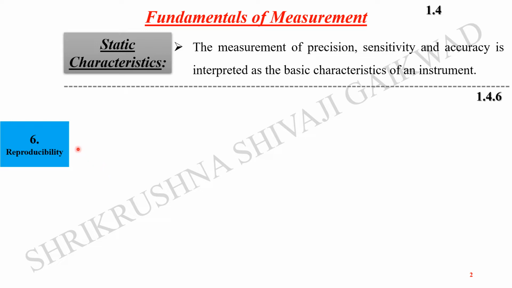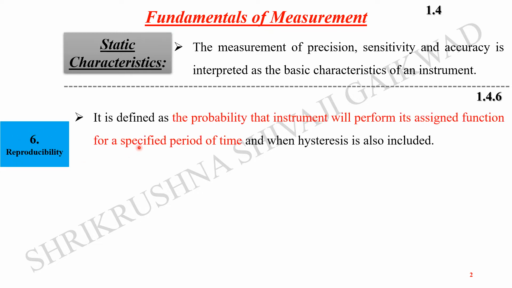Now the next property is reproducibility. It is the probability that the instrument will perform its assigned function for a specified period of time, and when the hysteresis is also included. Hysteresis we'll see in a moment later, what is meant by hysteresis, but let's talk about reproducibility.